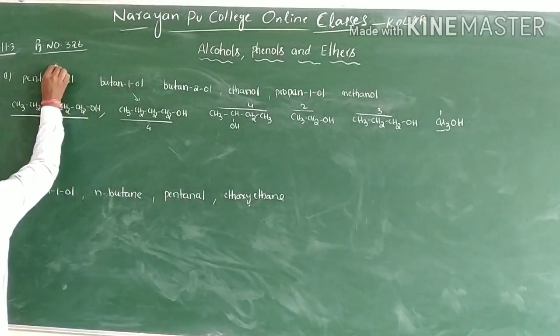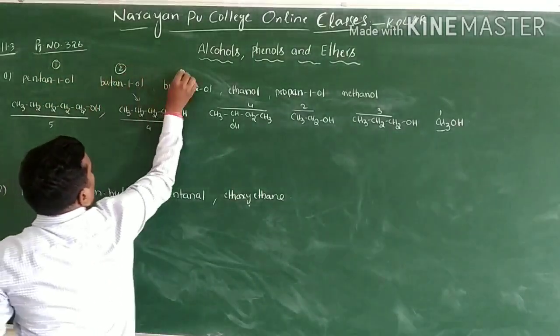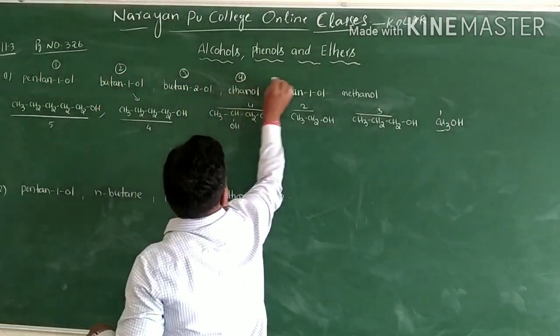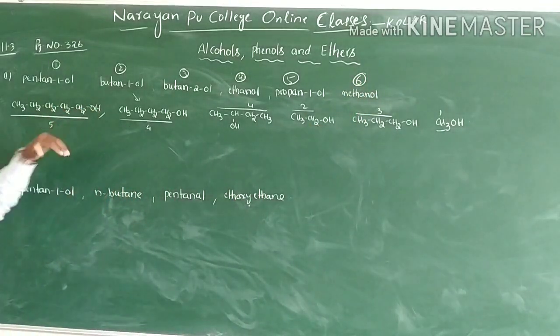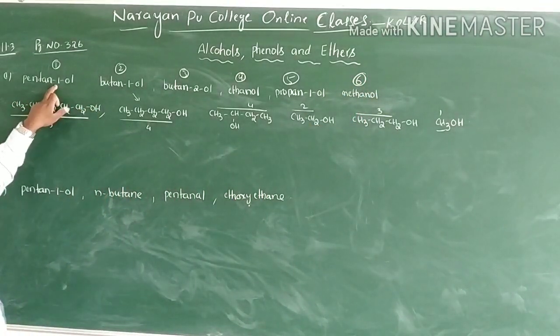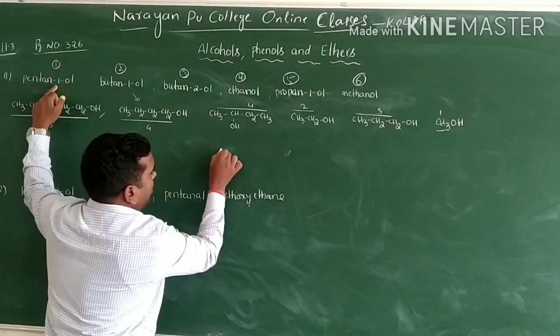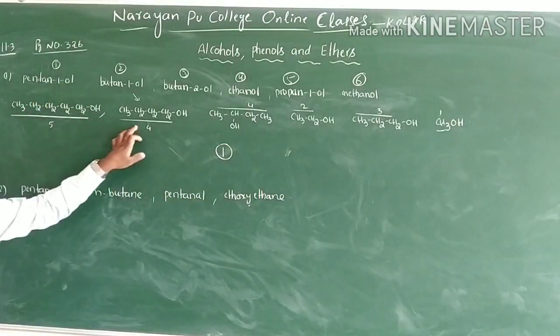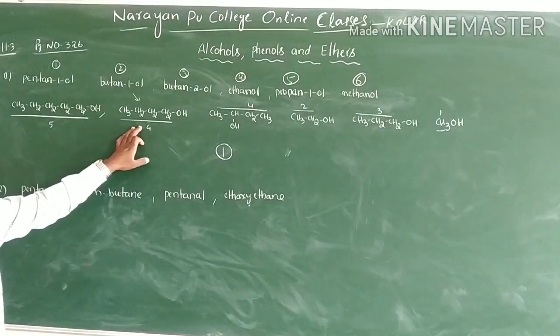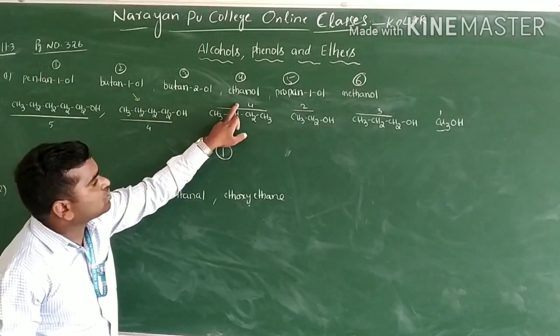Means I will write the numbering 1, 2, 3, 4, 5 and 6. So you have to write in increasing order. Which one will be the highest one here? The first one. First one is the highest one. What is the next one? Next one will come the 4 carbon chain length. So here also 4 carbons and here also 4 carbons.